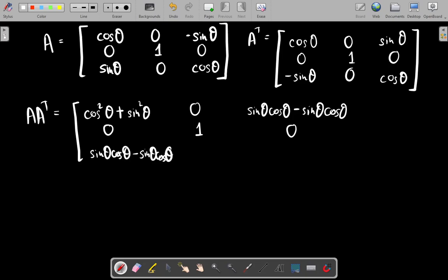Then the second element of the third row is sin theta times 0 is 0, 0 times 1 is 0, cos theta times 0 is 0 again. And the last element is sin theta times sin theta, sin square theta, then 0 times 0 is 0, and cos theta times cos theta is plus cos square theta. Okay, so this is the final result of A times A transpose.